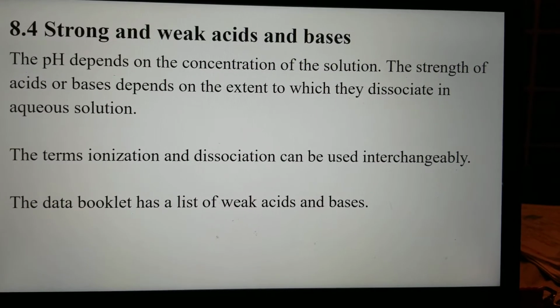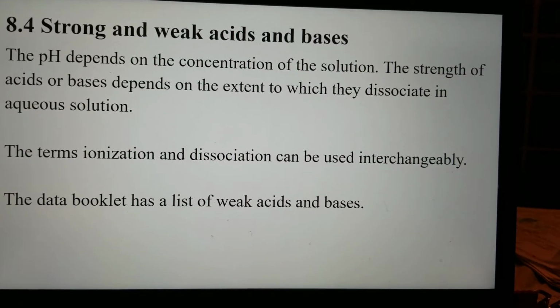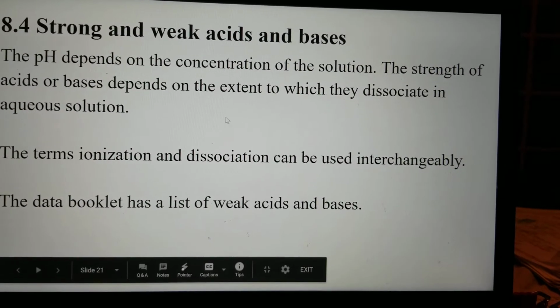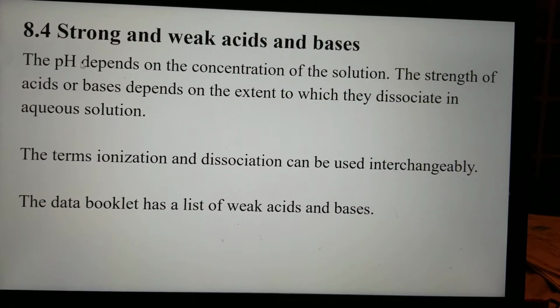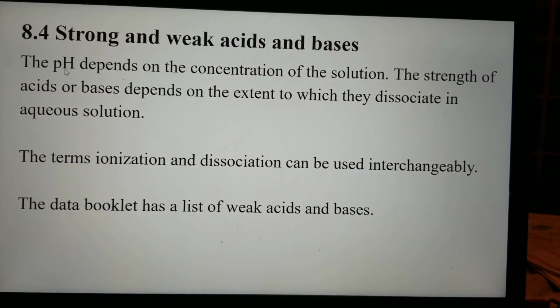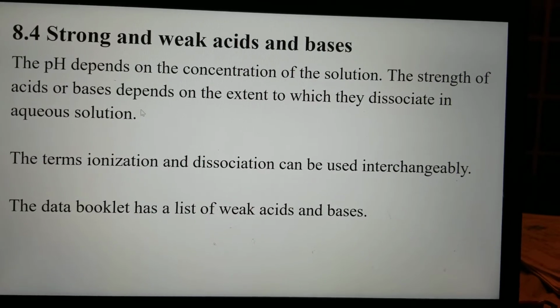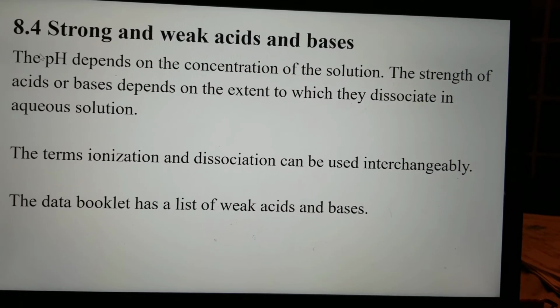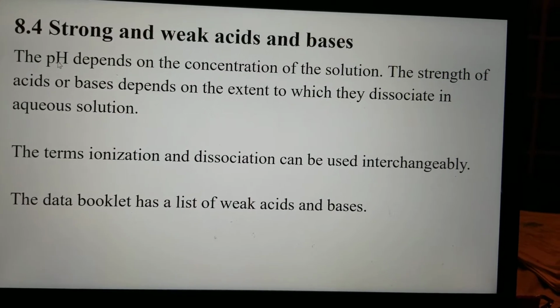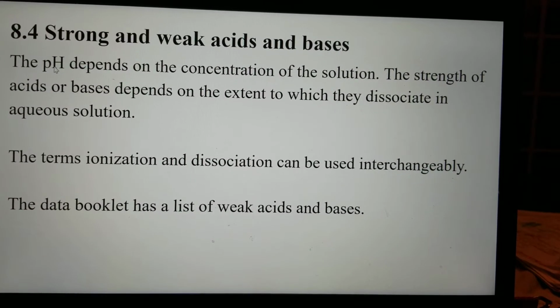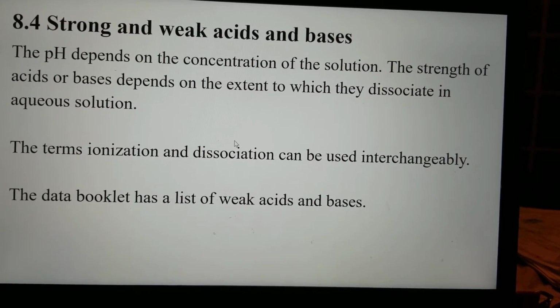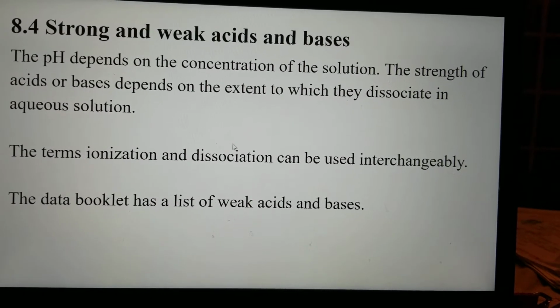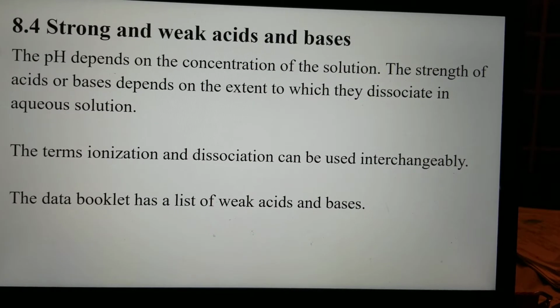So what it's saying is, obviously you know that the more concentrated a substance is, the more the pH is going to be higher or lower depending on if it's an acid or a base. In other words, the more H pluses there are, the lower the pH, because low pH means more acidic, right? And more OH minus ions, and it's going to be more basic. So it's going to have a higher pH, closer to 14, higher than 7.